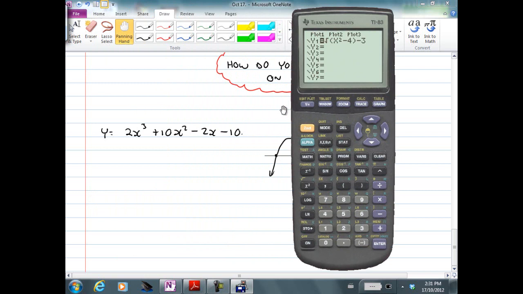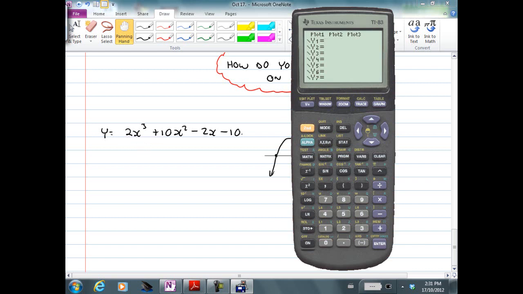So once you finish that, we are going to hit Y equals. This is now where you enter your graphing information. Y equals is in the top left corner. Take a look at it. You're going to clear whatever they have up there, and what you're going to do is enter this the way you see it.